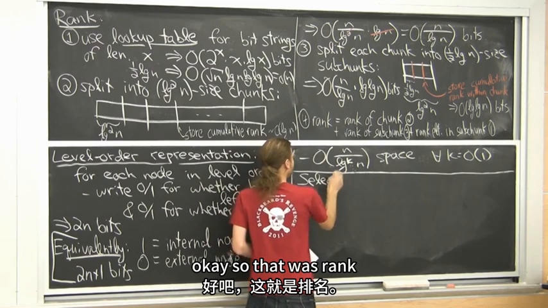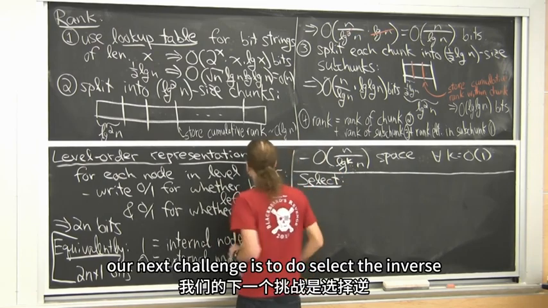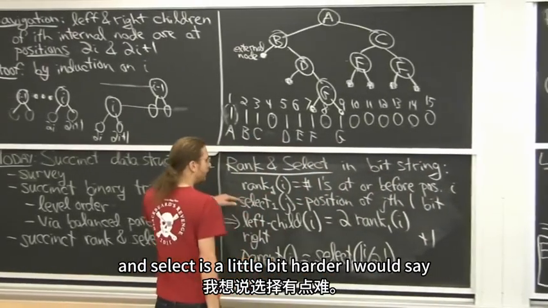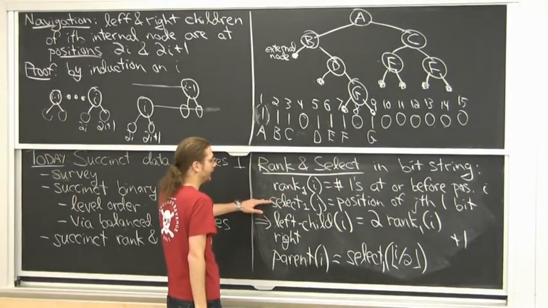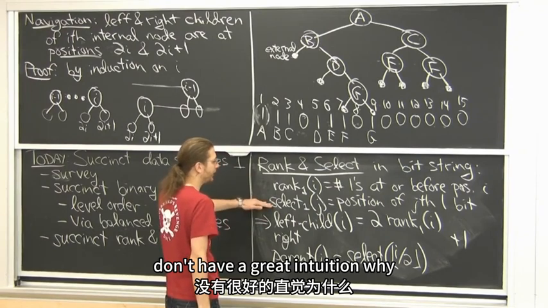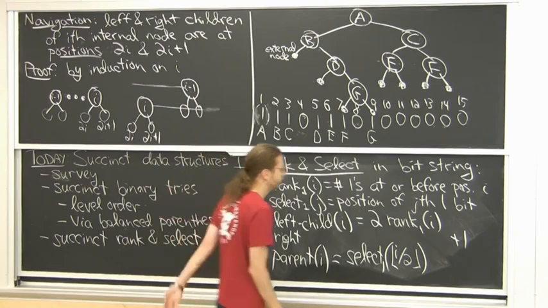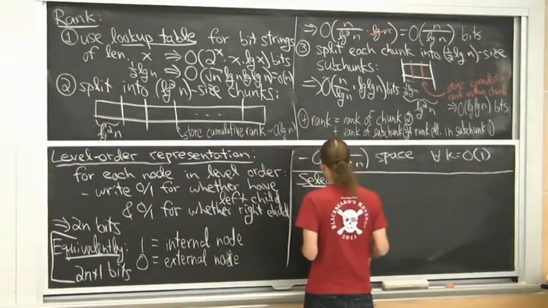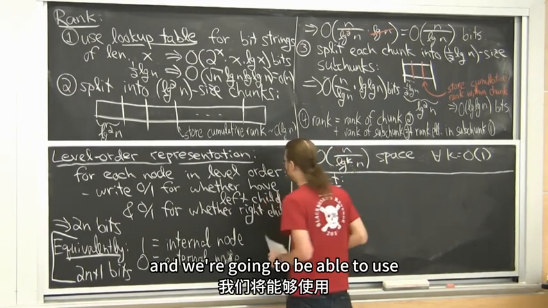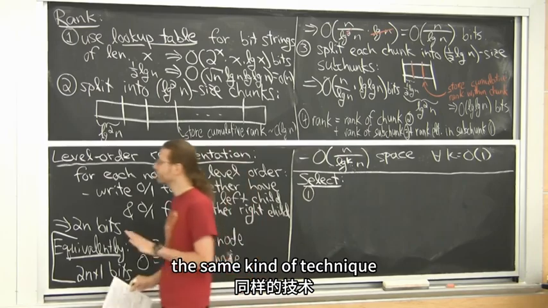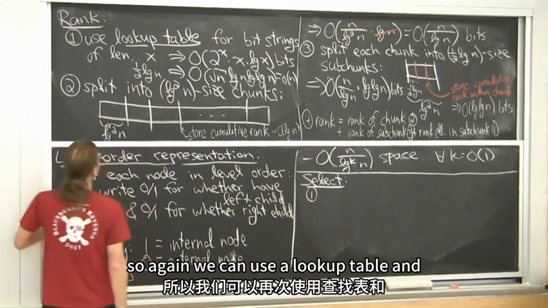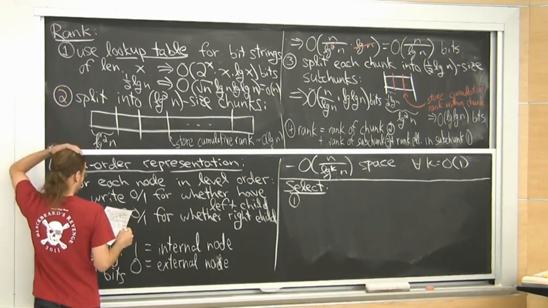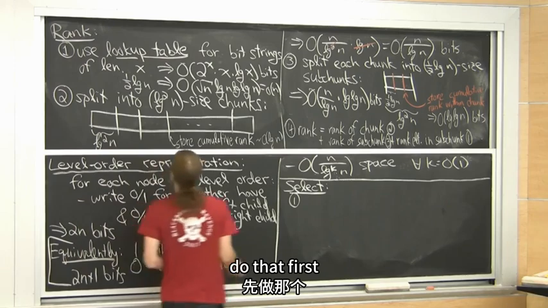Okay, so that was rank. Our next challenge is to do select, the inverse. And select is a little bit harder, I would say. Don't have a great intuition why, but it is. And we're going to be able to use the same kind of technique. So again, we can use a lookup table, and so I'm going to do that first.